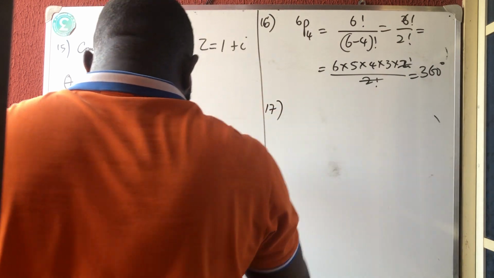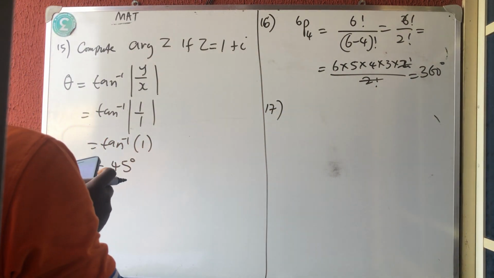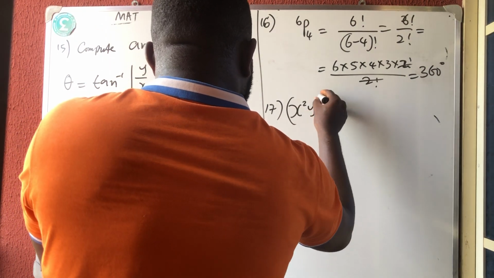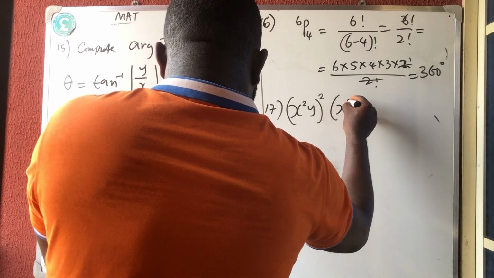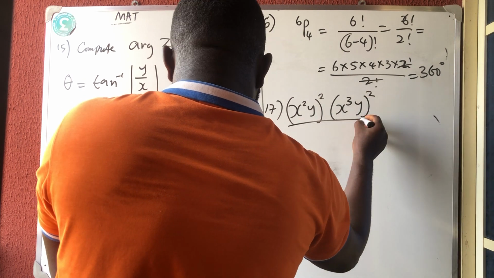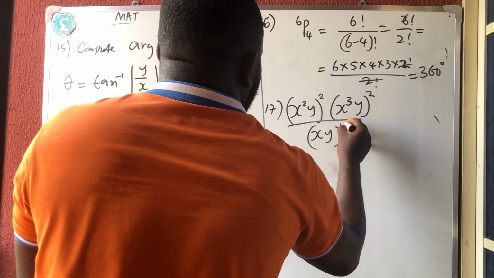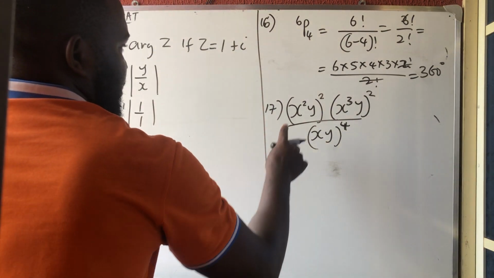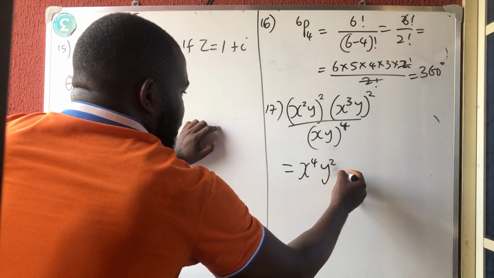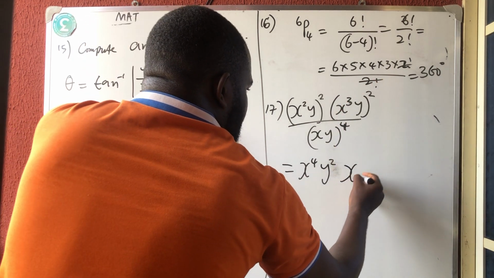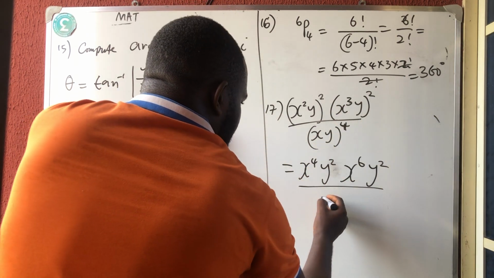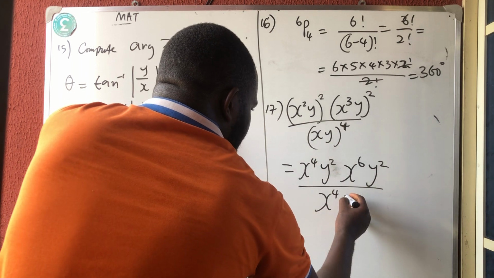So number 17. Number 17 said that we have x squared y all squared in bracket of x cubed y all squared all over x y all raised to power 4. So let us first of all clear it. This squared will give you x raised to power 4. This squared will give you y raised to power 2. This squared will give you x raised to power 6, 3 times 2, 6. And this squared will give you y raised to power 2, all over. This will give you x raised to power 4, and this will give you y raised to power 4.